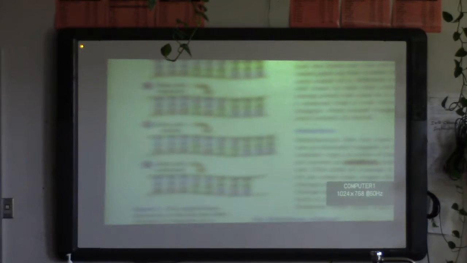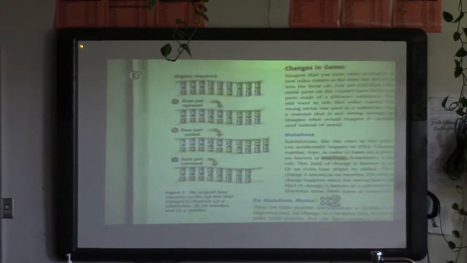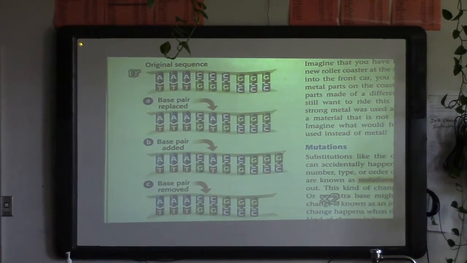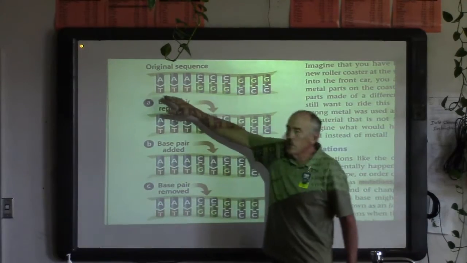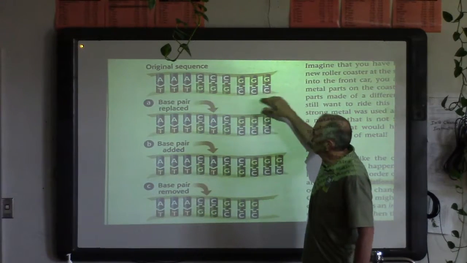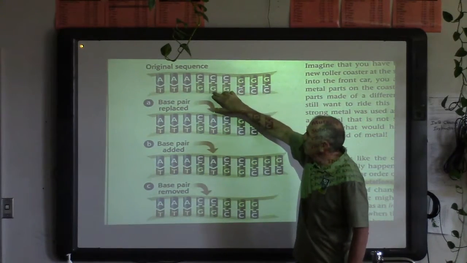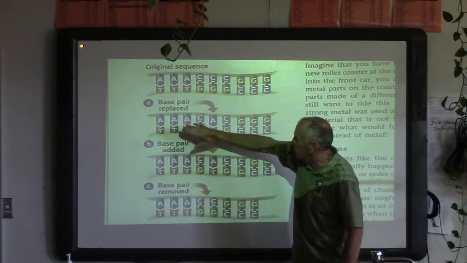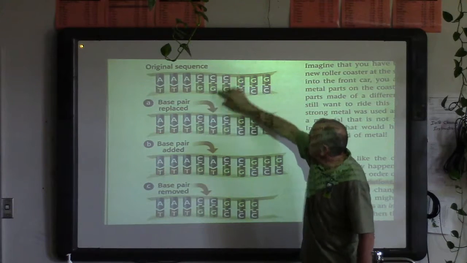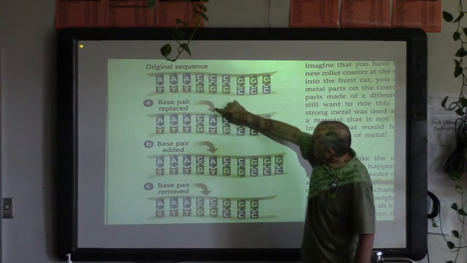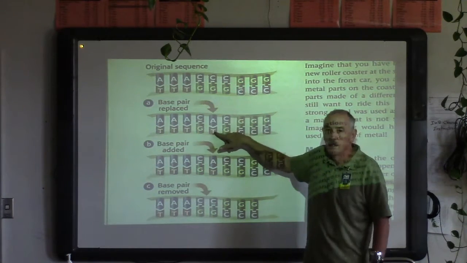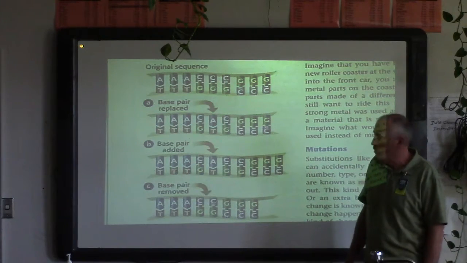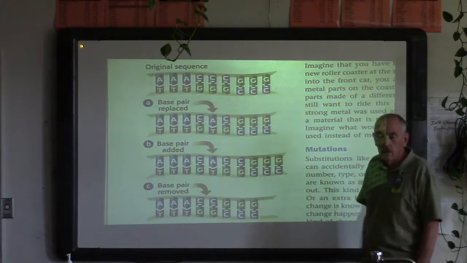It should pop up. Zoom in. All right. So here's the original sequence on the gene. So these are the base pairs. Remember, adenosine, and you've got all those base pairs. We'll go over all those again. But here's one where, see this one, C and G? It is replaced with A and T. That is a mutation by replacing a base pair. And that could affect the offspring.